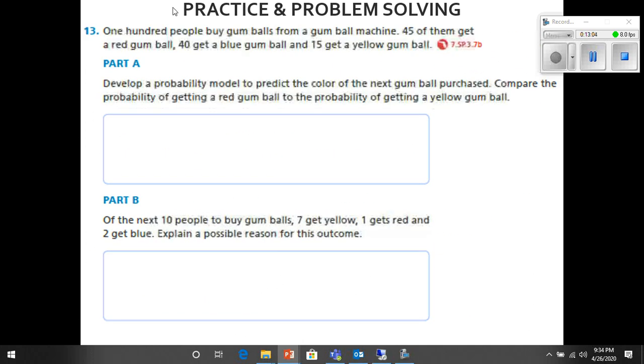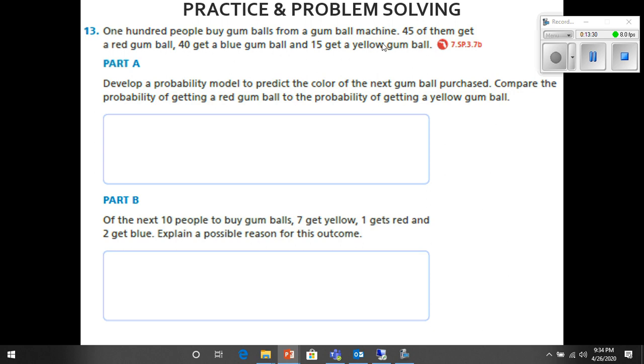Next it says 100 people are buying gumballs from the gumball machine. 45 of them get a red gumball, 40 get a blue gumball, and 15 get a yellow gumball. Develop a probability model to predict the color of the next gumball purchase. Compare the probability of getting a red gumball to the probability of getting a yellow gumball.